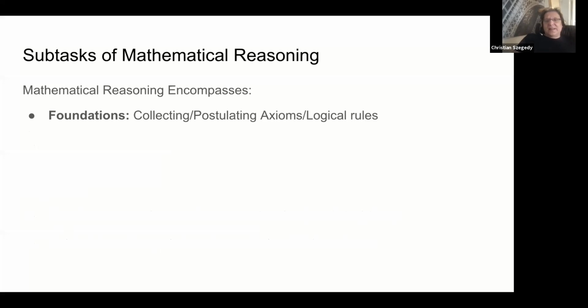So what does mathematical reasoning, formal mathematical reasoning encompass? One interesting thing that most people don't think about is actually creating axioms. So that's part of mathematical reasoning. You can have different foundations for mathematics, and your only goal is to have a system that is without contradictions. So it has to be a sound system.